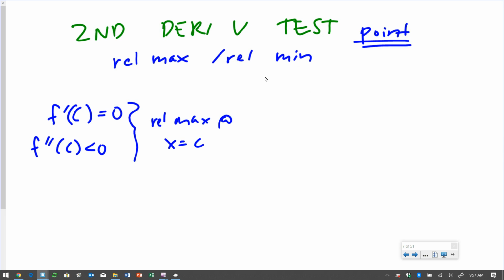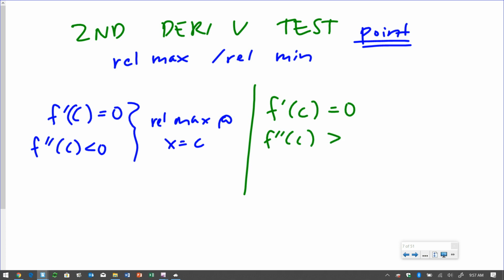And then the other side of the second derivatives test says if I have at that point the first derivative equal to 0, and the second derivative at that point is greater than 0, be careful, use what God gave you, greater than 0, concave up. Relative min or relative max? Relative min, so this would say there's a relative min at x equals c.